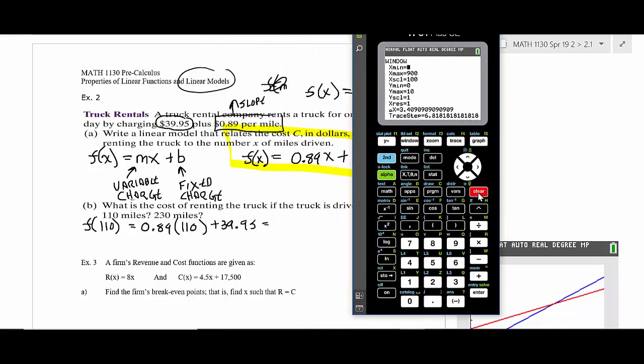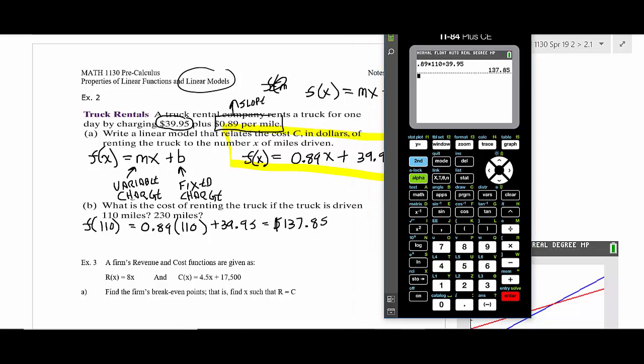And this is a real common practice on rentals. This is the way I see most of them set up. So that'd be 0.89 times 110, and then plus 39.95, and that would give the charge. So that would be $137.85. Okay, like that. All right. Go ahead and just do the next one yourself. This is 230. Just go ahead and plug that in your calculator if you want to, and see what you get there.